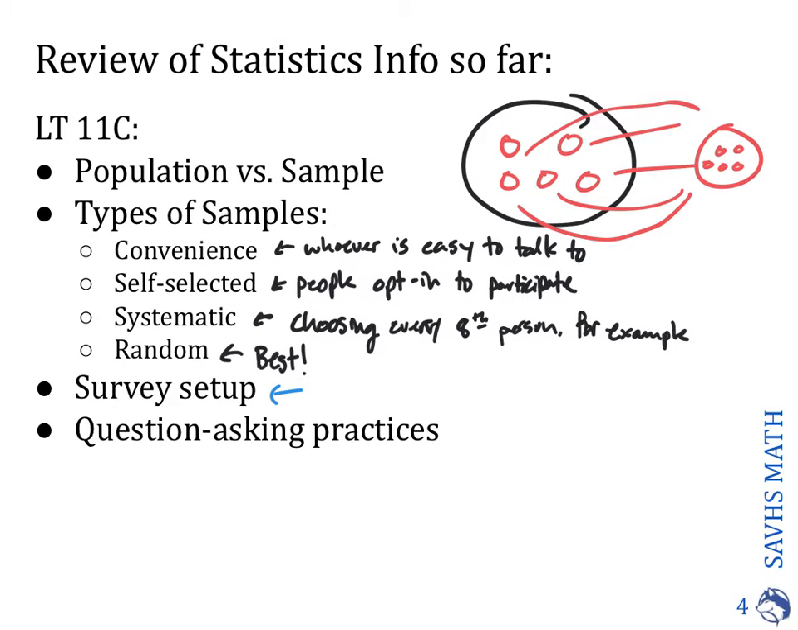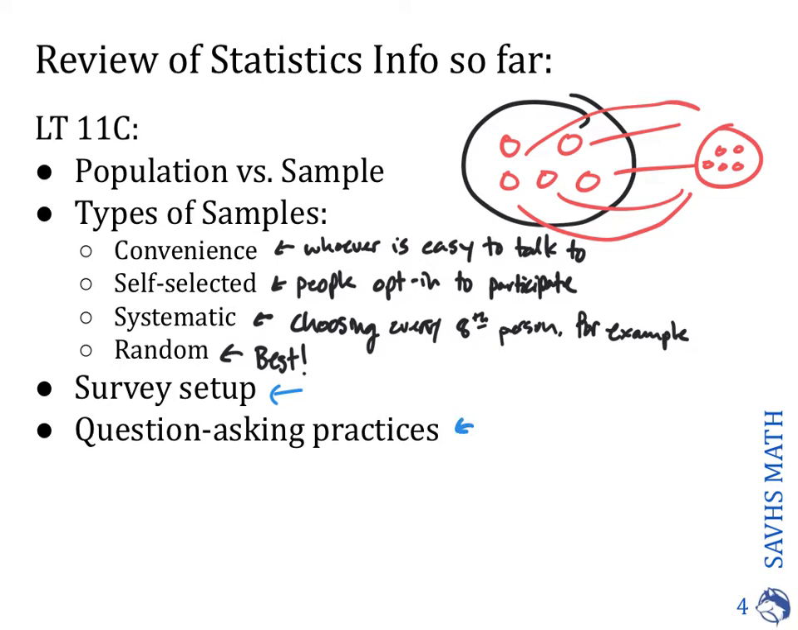Survey setup just means, okay, how are we sampling? Who are we asking? What questions are we asking? How might the setup of the survey affect the outcome? So that's really something that we need to be careful of. That's really what we're talking about when we're looking at the types of sampling we're doing, types of questions we're asking, the ways that we're getting information from people, those types of things.